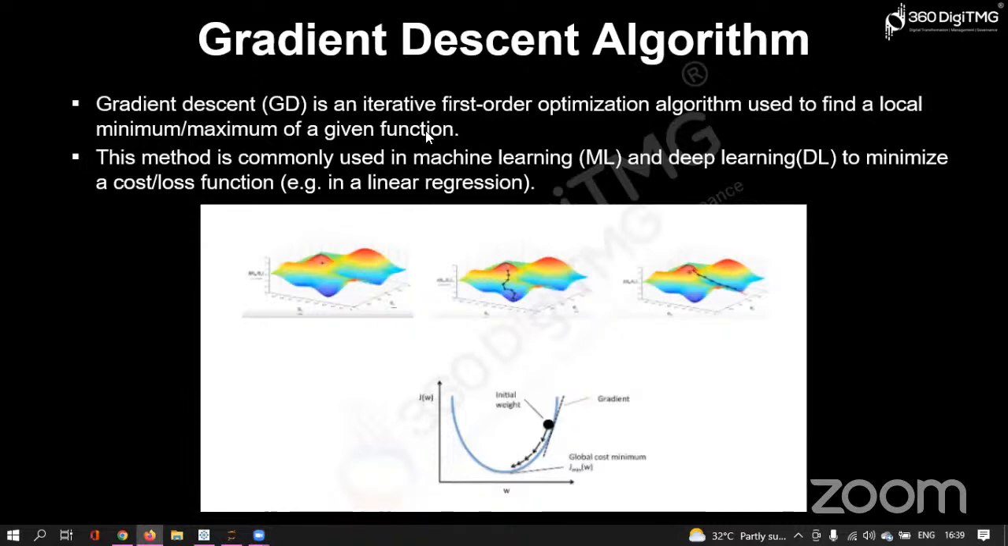It is a first order optimization algorithm used to find the local minimum of a given function in order to decrease the error. This method is commonly used in machine learning, especially when it comes to regression cases, and in deep learning, to minimize the cost or loss function in linear regression. To decrease the error term of the cost or loss function, we'll be using the gradient descent algorithm.